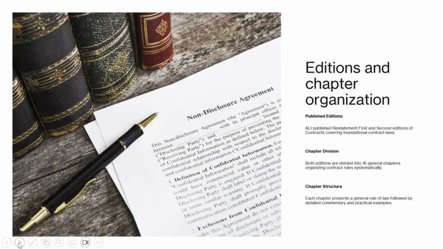The Restatement of Contracts has various editions, just like your textbooks in school. They seem to change to a new edition each year, hopefully not that frequently. But the point is that there'll be different editions. They're divided into chapters. There are 16 general chapters that organize all the contract rules, and it's a very systematic organization. In the structure of the chapters, they present a general rule of law, followed by detailed commentary and practical examples.